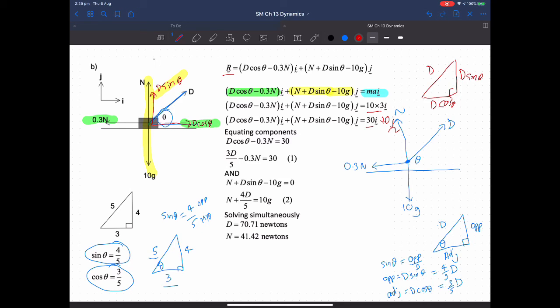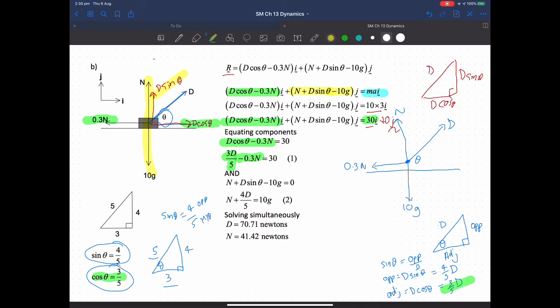So what I can say is, by equating the two components on either side of the equal sign, I know that D cos theta minus 0.3N is equal to 30. That is my first equation. From what I did earlier on, I know cos theta is equal to 3/5, so we know we're going to get 3/5 D minus 0.3N equals 30. This is one equation.